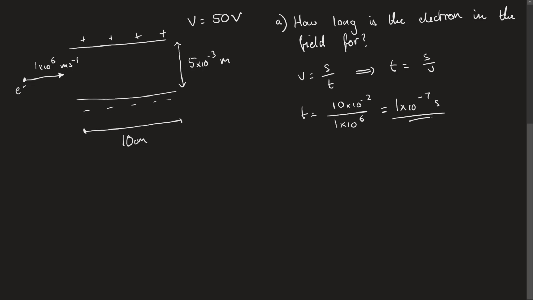Okay, so this is a pretty fast moving electron here. So we've ended up with a very short amount of time that it's going to pass through because it's 10 centimeters. It's traveling at 1 megameter per second, million meters per second. It's pretty quick. Okay, so the second thing then would be to ask, what force is going to act on the electron? What is the magnitude of the force acting on the electron?